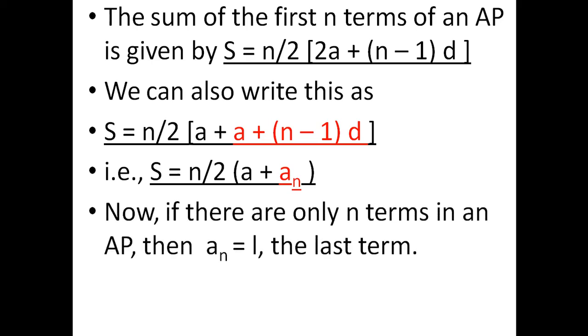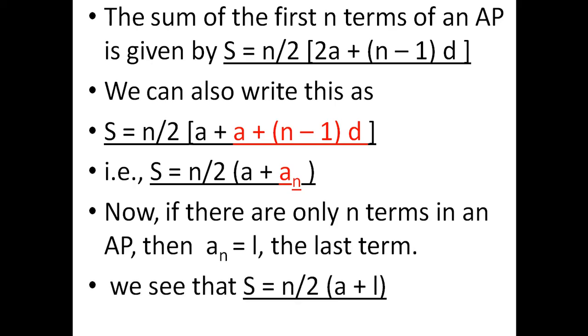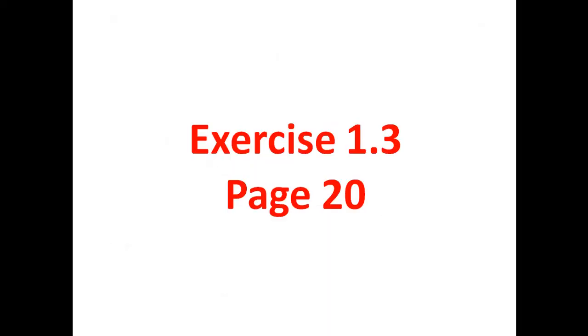Now if we have only n terms in an AP, then an equal to L, the last term L. So if you know the first term and last term of an AP, then the sum of the terms can be found by the formula Sn is equal to n by 2 into (a plus L). Here a is the first term and L is the last term. With that formula we can find the sum of the terms. We need to memorize this formula. With this we can solve the problems of exercise 1.3 on page number 20.